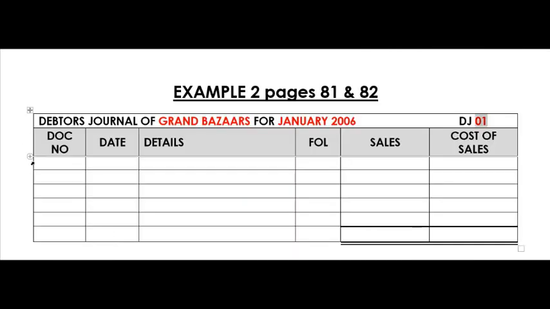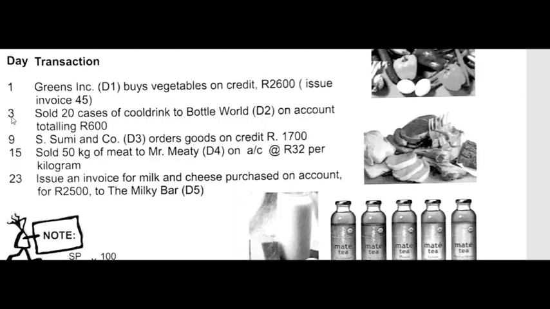So if you go and enter this into your debtors journal, that's at the bottom of your page, you would say that the invoice number is number 45. It's on the 1st. The debtor that's paying us is Greens Inc. Greens Inc. is debtor number 1, so you have to write D1 in the folio column. The amount we received from them is 2,600 Rand. And because the markup is 100%, if you say 2,600 Rand multiplied by 100 over 100 plus markup, you will get a cost price of 1,300 Rand. If you don't know how to calculate your cost price, then you have to go back to your Form 1 work.